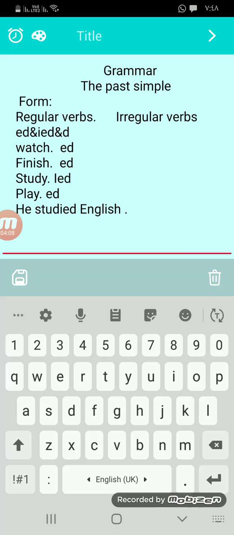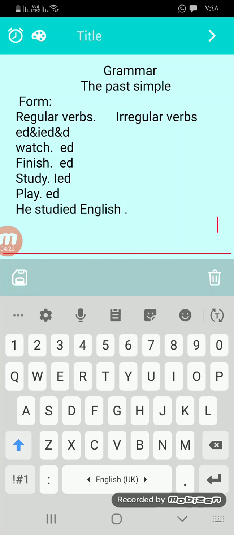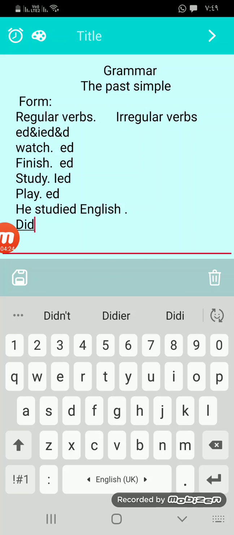We have 2 kinds of questions: WH question and yes no question. Let's take first the yes no question. When you want to make a yes no question, look at the verb directly. The verb is in the past simple. So you ask with did.